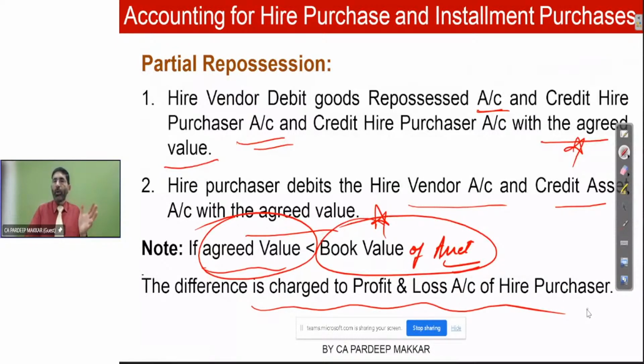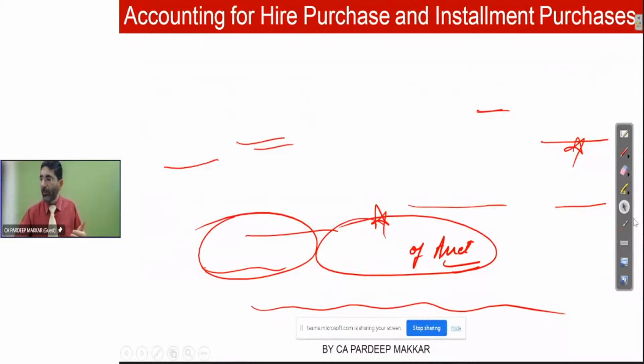Difference is charged to profit or loss account of hire purchaser. That's it. Vendor will not suffer any profit or loss while taking over the goods. He will suffer that only when he resells those goods which are repossessed by him. So accordingly, he will pass journal entries later on.